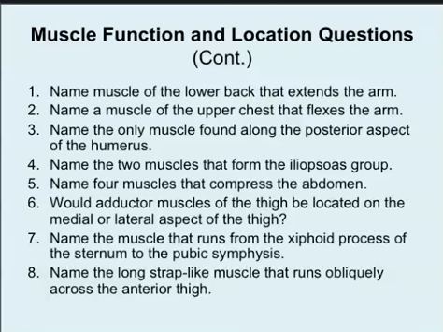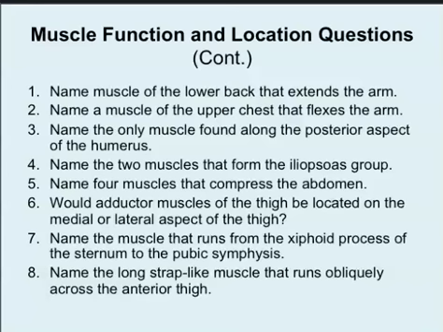Would the adductor muscles of the thigh be located on the medial or lateral aspect of the thigh? The medial aspect. Name the muscle that runs from the xiphoid process of the sternum to the pubic symphysis: the rectus abdominis. And name the long strap-like muscle that runs obliquely across the anterior thigh, and that is the sartorius.